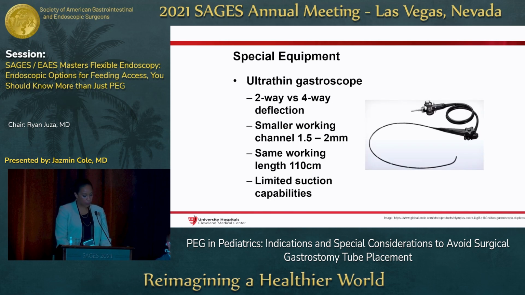The ultra-thin gastroscope is a bit different than the standard adult gastroscope that we're all likely much more familiar with, in that it only has two-way deflection instead of four-way deflection, and therefore only has a single deflection control knob. It also has a smaller working channel of only 1.5 to 2 millimeters, but otherwise has the same working length as the standard adult gastroscope.